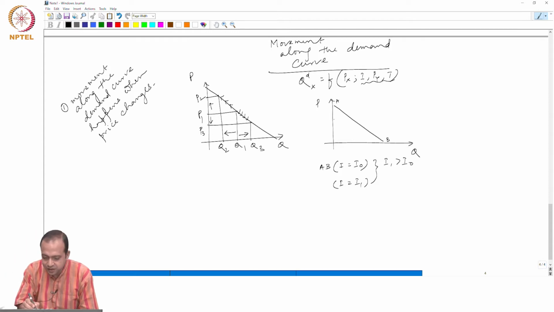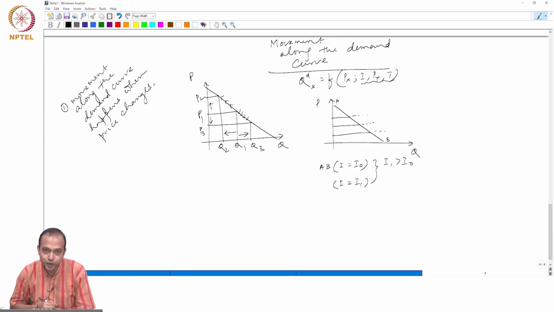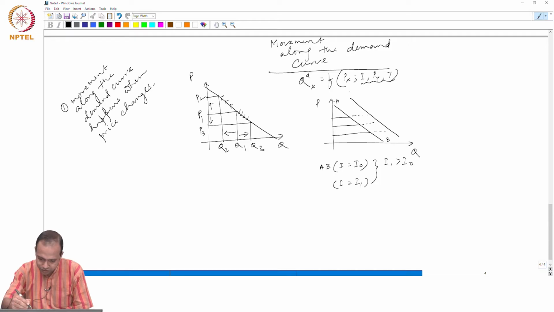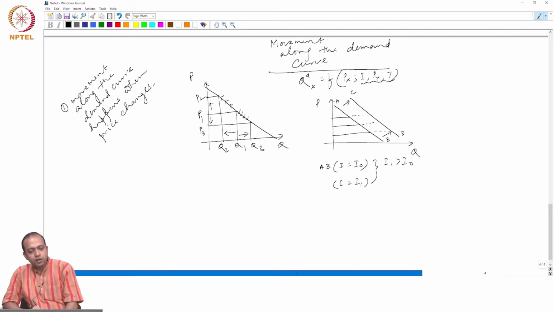So, obviously, it is easy to understand that for each level of price, the consumer will now demand more. Whatever be the price, for each level there would be an increased demand, and as a result the entire demand curve will shift rightward. So, the entire demand curve will shift rightward when there is an increase in income.